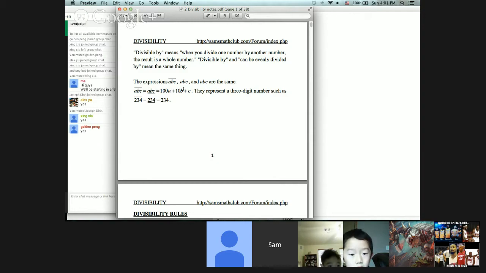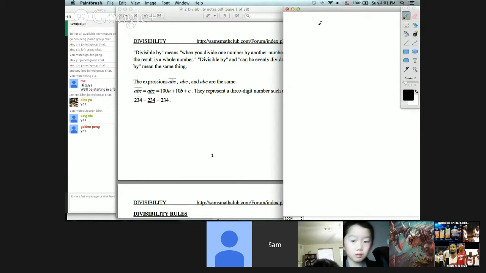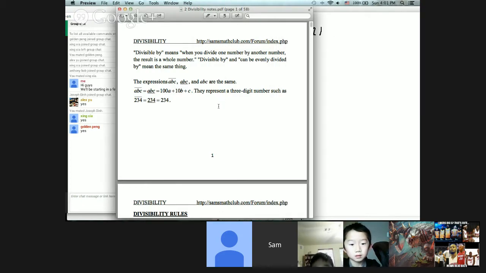First off, these three expressions, the bar over ABC, the underbar ABC, and ABC, are all the same. They just represent a three-digit number. Like 3, 2, 1 doesn't represent the digits 3, 2, 1 multiplied; it represents 321. So that's just a little introduction.